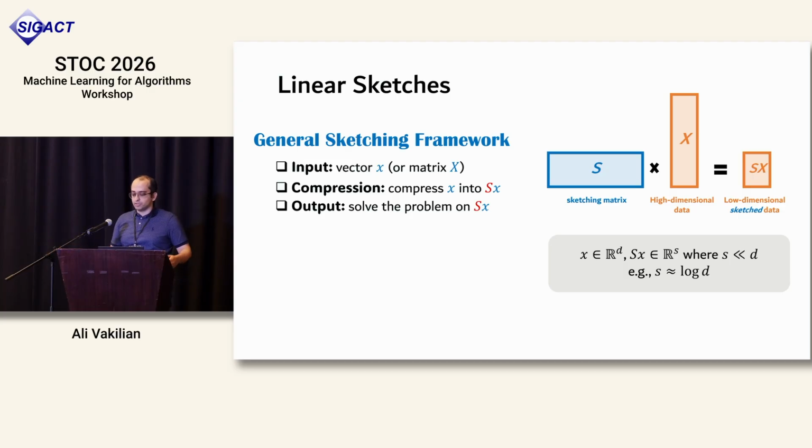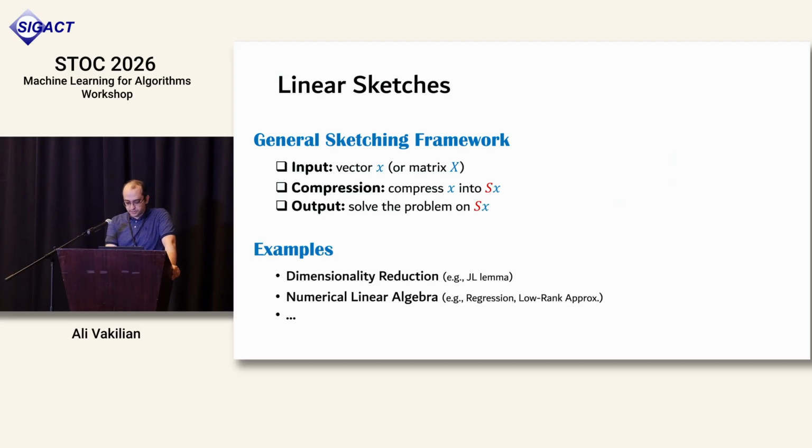So we only need to try to solve the problem on S times X rather than X itself. And it would improve both the running time and space complexity and so on. But here again, I'm focusing on the streaming and would like to consider the space complexity. It's a very powerful framework. Some examples are dimensionality reduction, and it also has wide application in numerical linear algebra, like in regression, low-rank approximation, and so on.